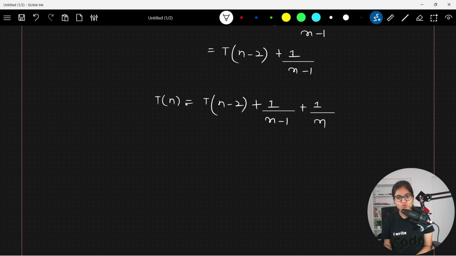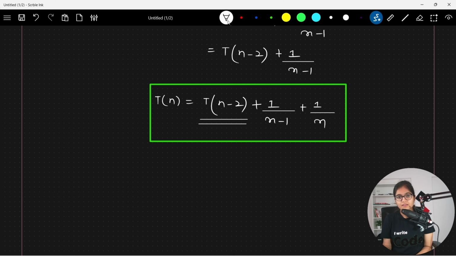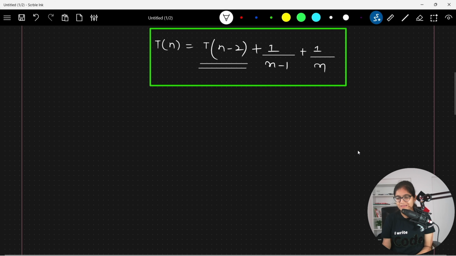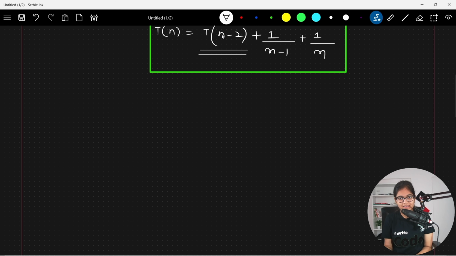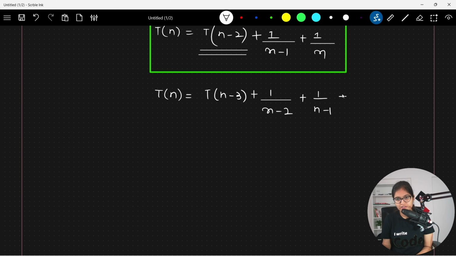Now again, we can try to substitute the value. So this is the second equation that we are getting the second time. Right? Third thing, when we do the same thing a third time, obviously now if I substitute the value of n minus 2 here, I will for sure get t of n minus 3 plus 1 divided by n minus 2, plus the remaining two things as they are, plus 1 divided by n minus 1 plus 1 by n.